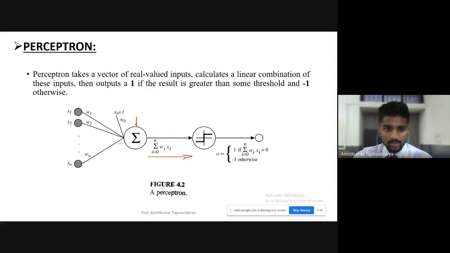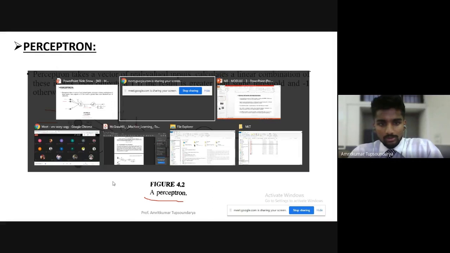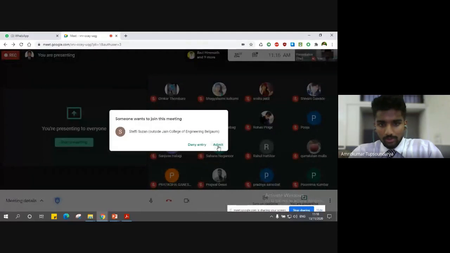As you can see here, this is a very important diagram. This is a simple perceptron, how a perceptron would look in terms of machine learning representation. We have a sequence of inputs. These inputs are a combination of a few values, and the summation of those input values is done together to form a linear combination of these values. Just hold on. I think a few more people are joining.